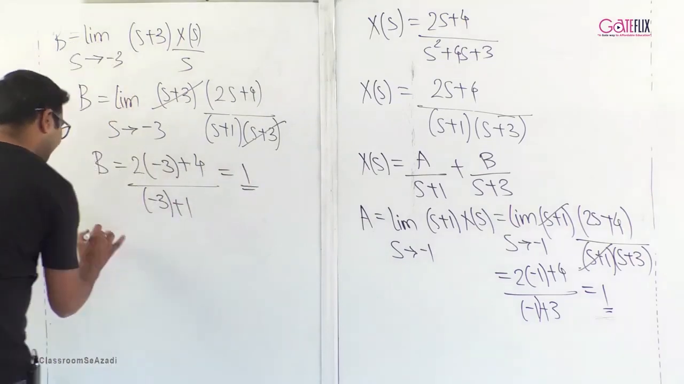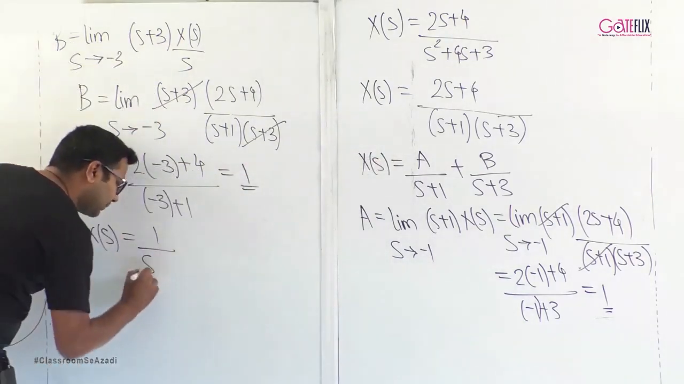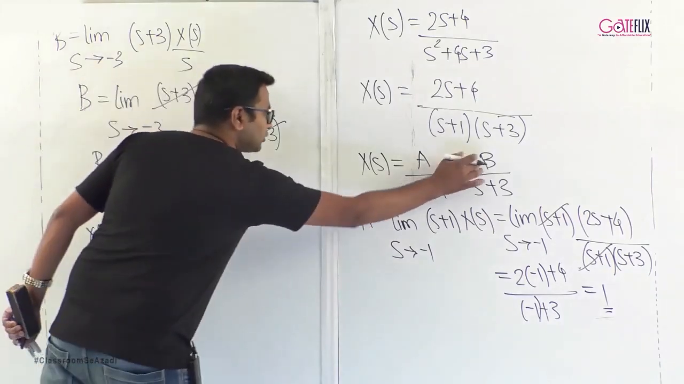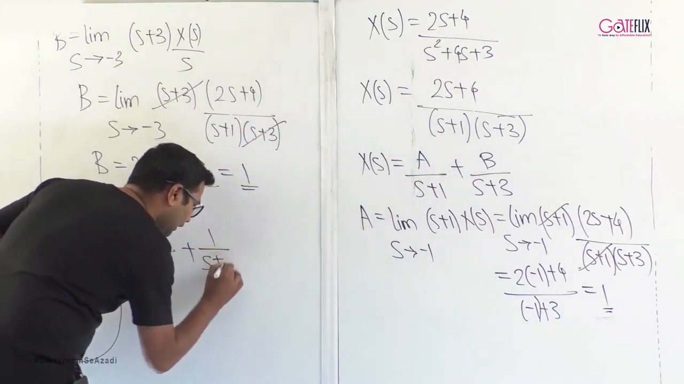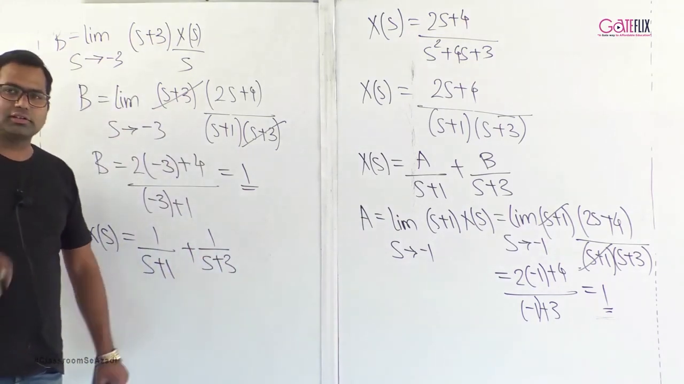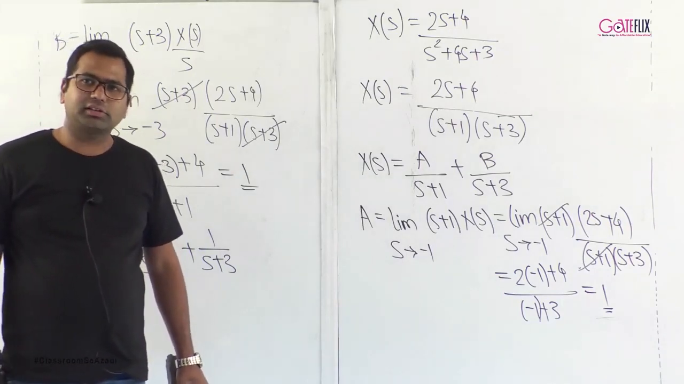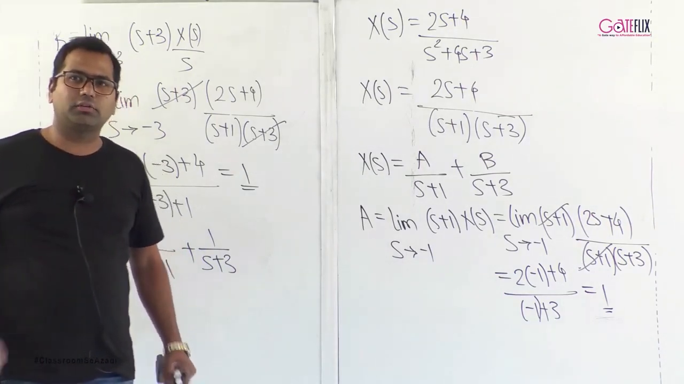Therefore, I can write capital X of s as 1 upon s plus 1 plus B is also 1, so I can write this as 1 upon s plus 3. Now, before taking the inverse Laplace transform, we have to look at the conditions of ROC. In this case, we have to solve for 3 cases of the ROC.